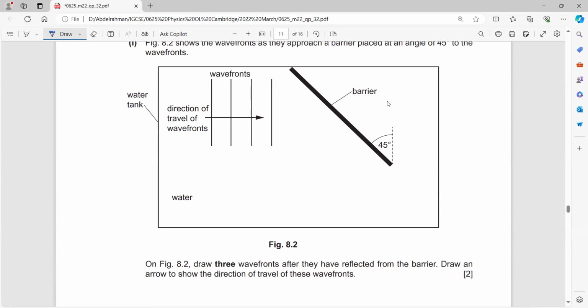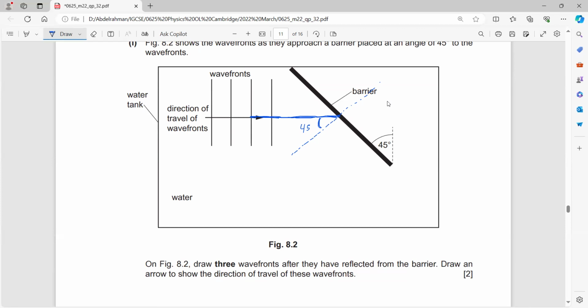First of all, direction. You need to continue this direction using your ruler all the way until it reaches the barrier. This is the first thing. At this point, you need to draw a normal. Make sure that the angle with the normal is 45 degrees.